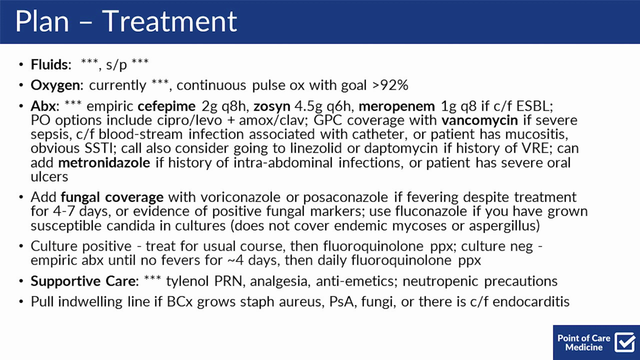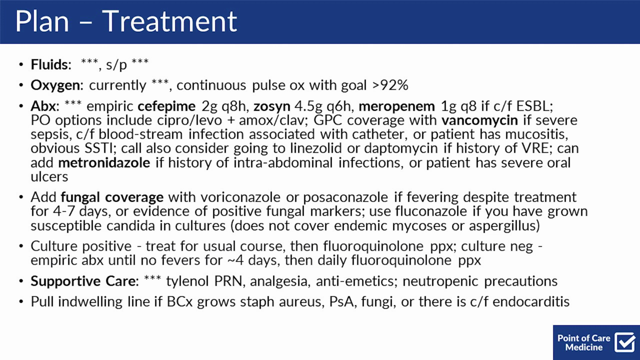Otherwise, if you don't, until they essentially become non-neutropenic, they'll probably have to switch to PO antibiotics, including levofloxacin, until they're no longer neutropenic. You can consider adding fungal coverage with voriconazole or posaconazole if they're fevering despite treatment for 4 to 7 days, or if there's any evidence of positive fungal markers. Use fluconazole if you have grown susceptible Candida in your cultures, but don't just give it empirically because it does not cover endemic mycoses or Aspergillus. So in those situations where you're not sure and the patient's very sick, favor voriconazole or posaconazole.